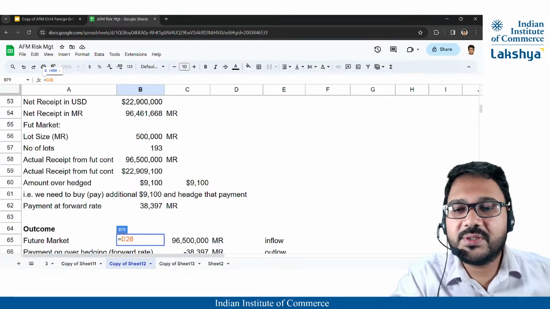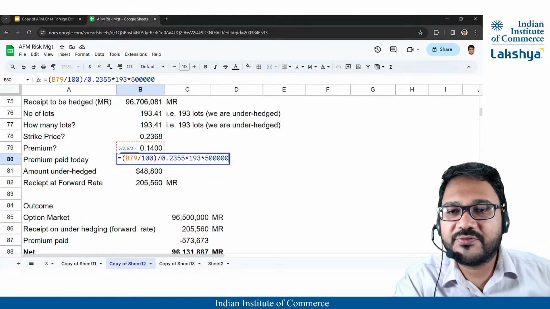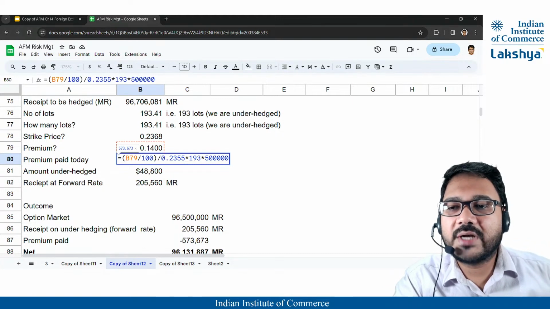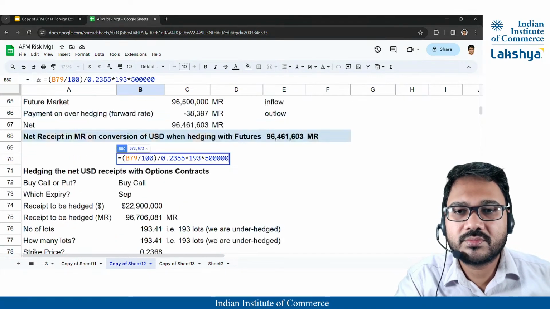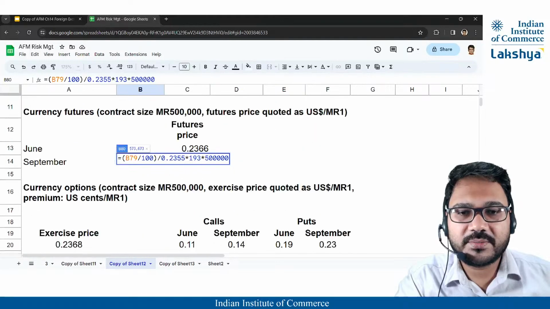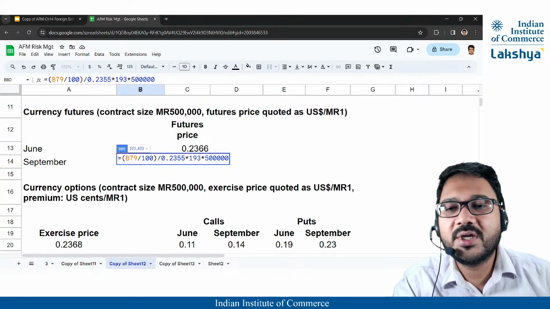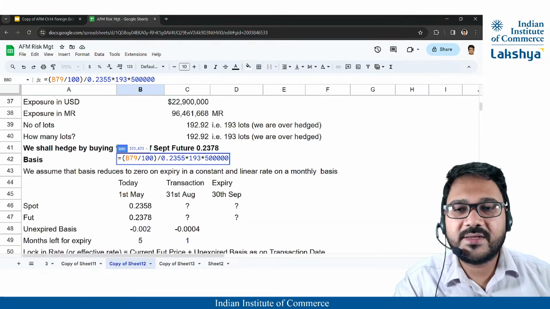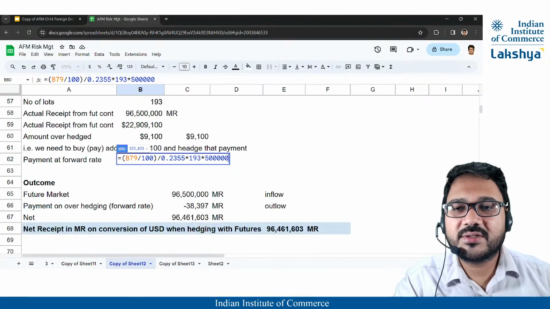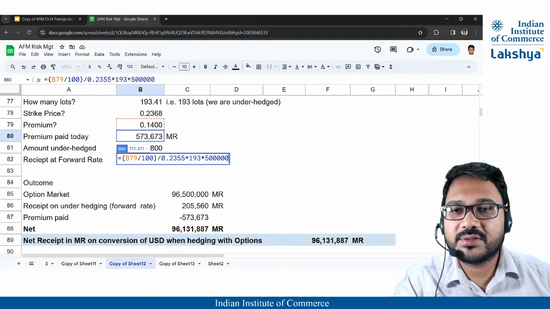So we need to pay a premium. The premium paid today is 0.14 into B79 divided by 100, because these are in US cents, so we are converting it into dollars. So 0.14 cent is basically 0.14 divided by 100. And these dollars we are converting at the strike price. Where is it?